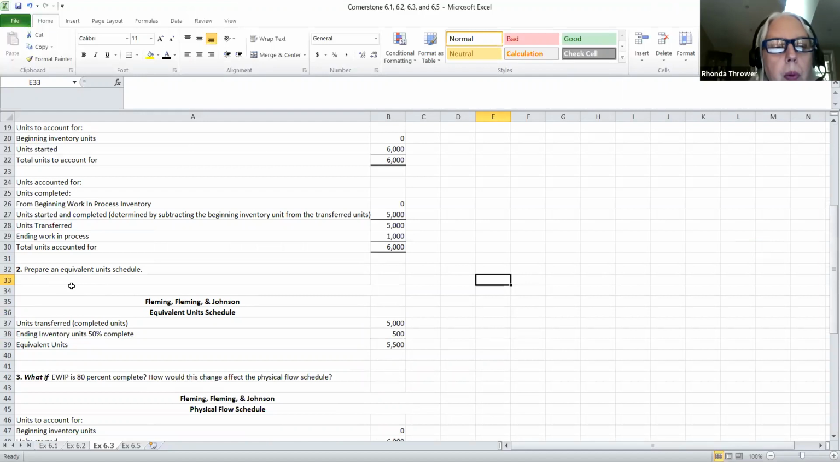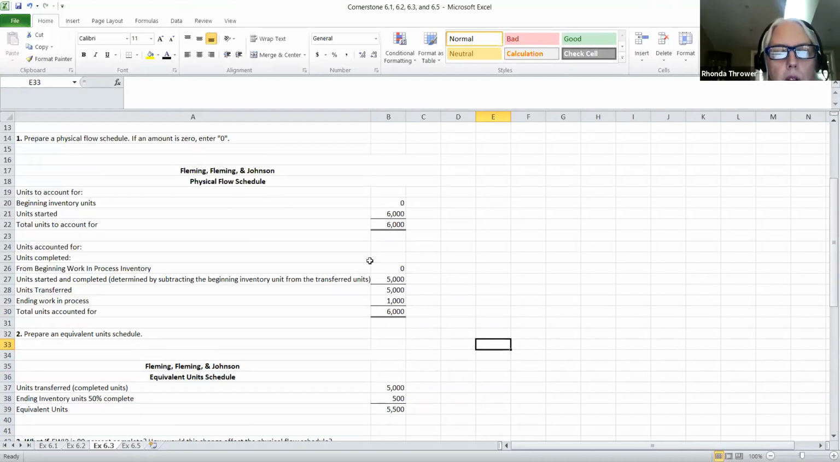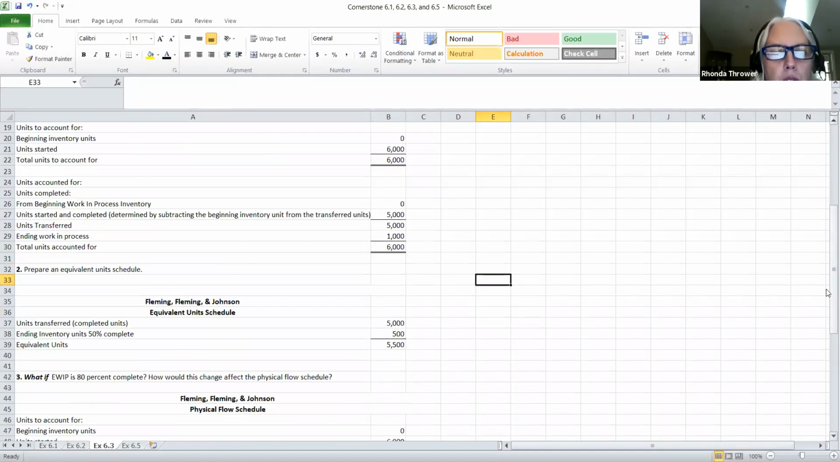Now the next part of this wants you to prepare an equivalent unit schedule. In other words, this physical flow schedule was about whole units. These are your whole units that we were working with here. The equivalent units are the units that could have been produced during that period of time. Remember that we had some ending inventory that was 50% complete. So we didn't finish our ending inventory. So our equivalent units really tells us what we finished during this period of time.